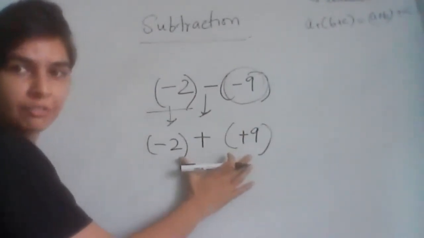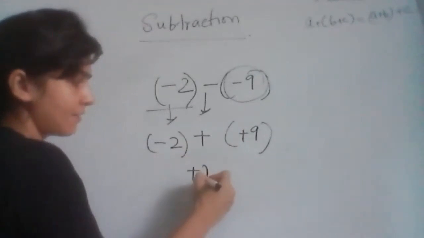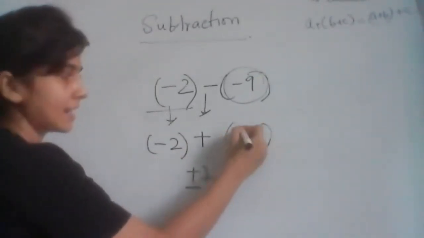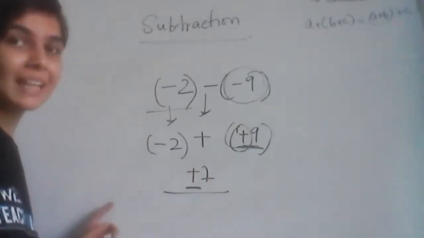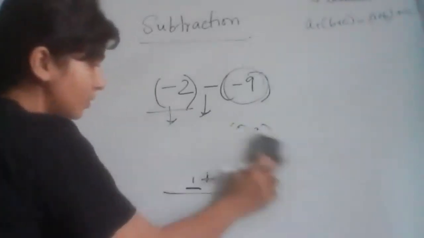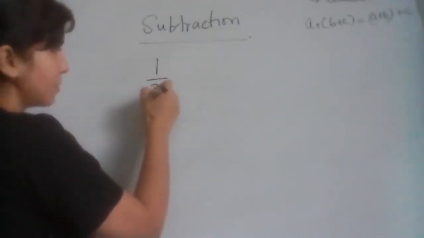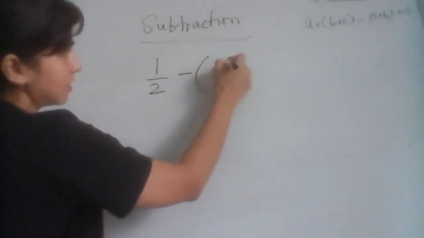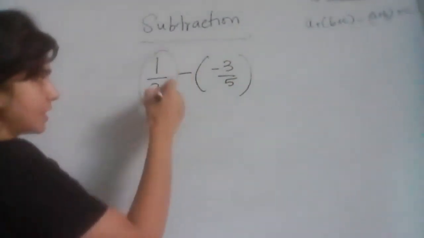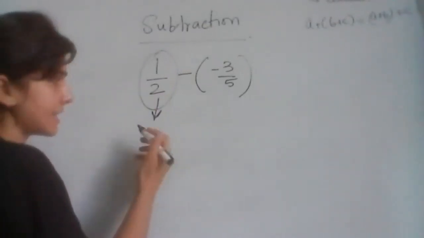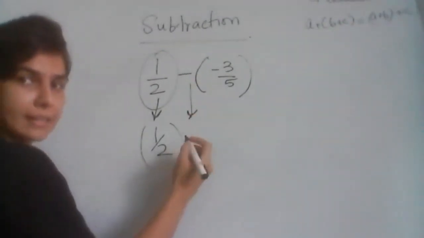So 9 and minus 2 are of different signs, so we subtract: 9 minus 2 is plus 7. Why plus 7? Because 9 is the greater number and it has a positive sign, so my answer will also have a positive sign. That's how we do integer subtraction. Now how do I do rational number subtraction? Suppose I am taking 1 by 2 minus 3 by 5. If this is the question, then I have to keep the first as it is, that is 1 by 2. I have to change minus into plus.